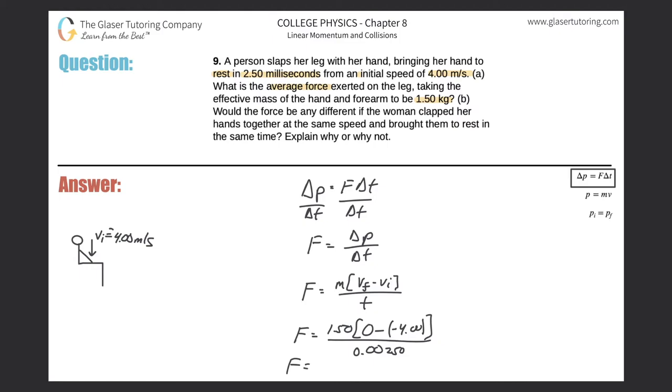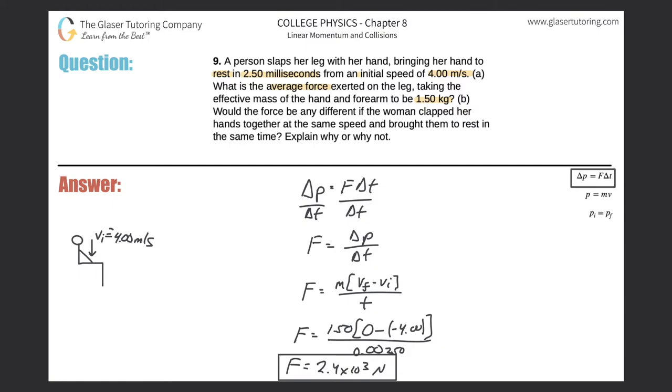Now all I need to do is plug it into the calculator. So 1.5 times essentially positive 4, double negative, divided by 0.0025. And we get a value here of 2.4 times 10 to the 3 newtons. That value is positive, so that's the force that changed the momentum.